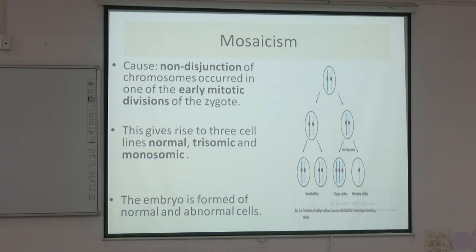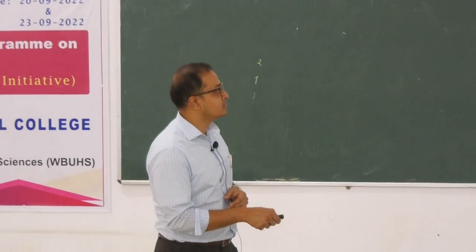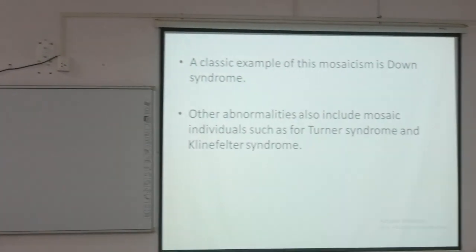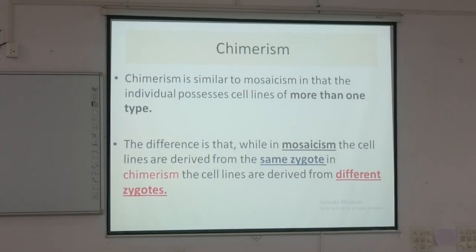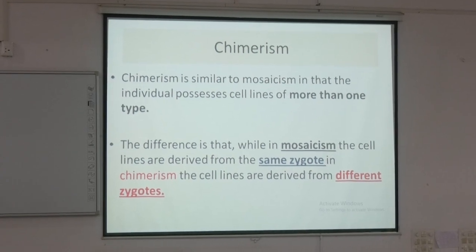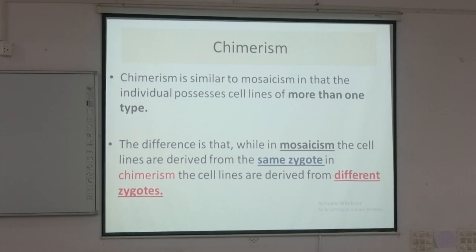So what I am saying is, we are getting this abnormal cell line from one zygote, and we are getting the same abnormal cell line in an individual where you have a fusion of zygotes. If it is happening, we call it chimerism. So this chimerism happens here. We have more cell lines, n number, 2n number, 3n number, 4n number, whatever the number is, abnormal cell lines are there.